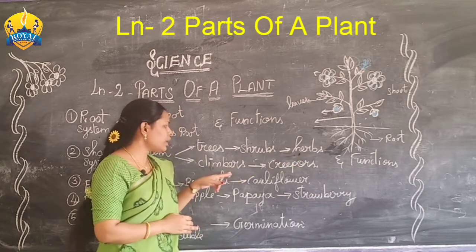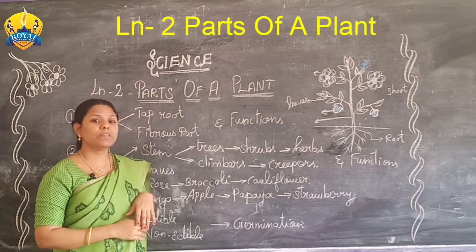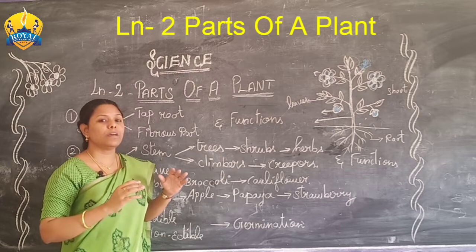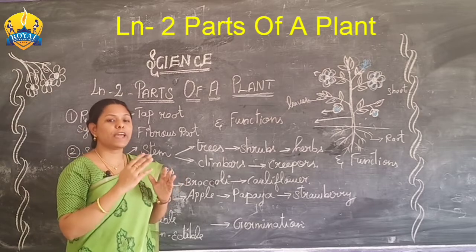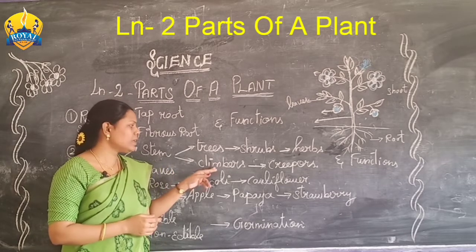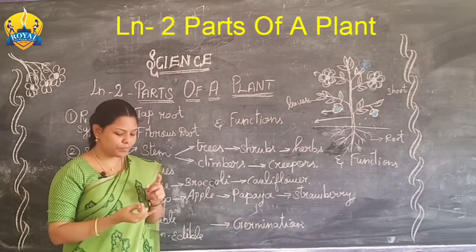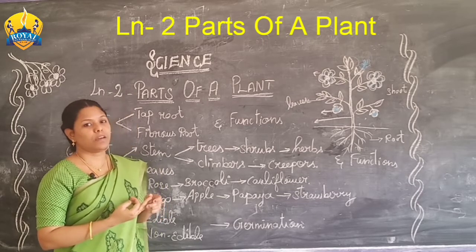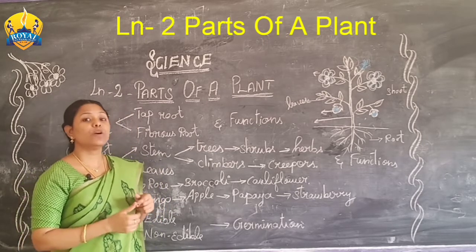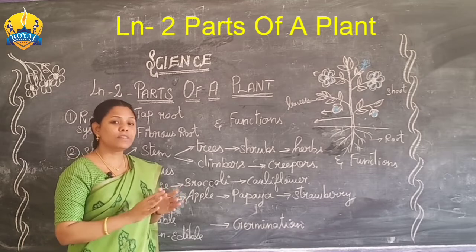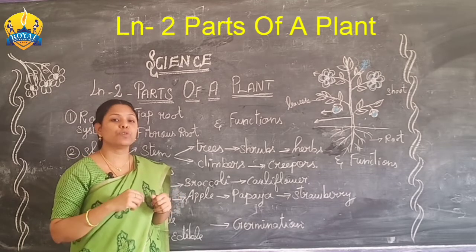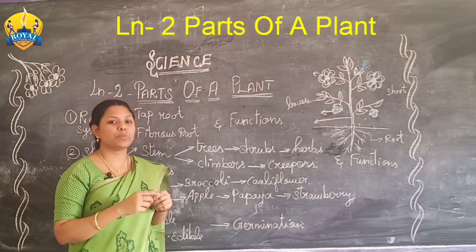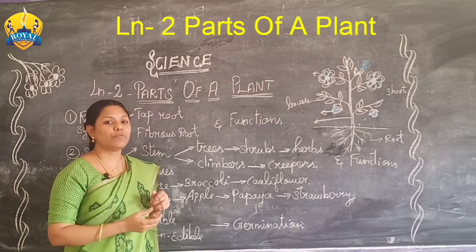Another one is climbers. Climbers climb. They need one support to climb and grow. For example, cucumber, grapevine, money plant, bitter gourd and snake gourd. These climbers grow on a support and give vegetables for us.